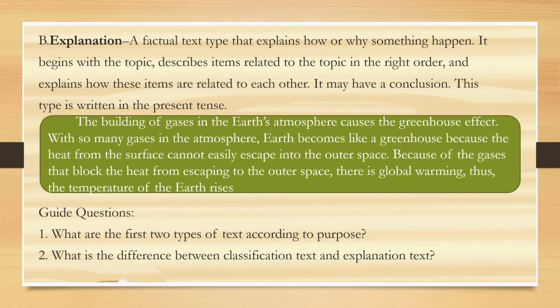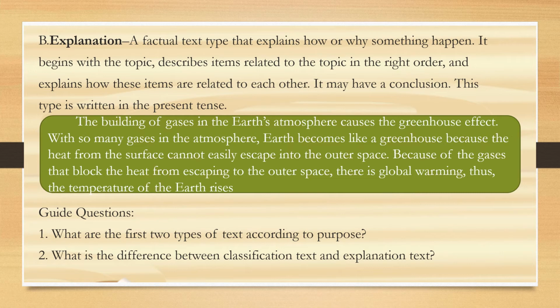Next, we have explanation text type. A factual text type that explains how or why something happened. It begins with the topic, describes items related to the topic in the right order, and explains how these items are related to each other. It may have a conclusion. This type is written in the present tense.